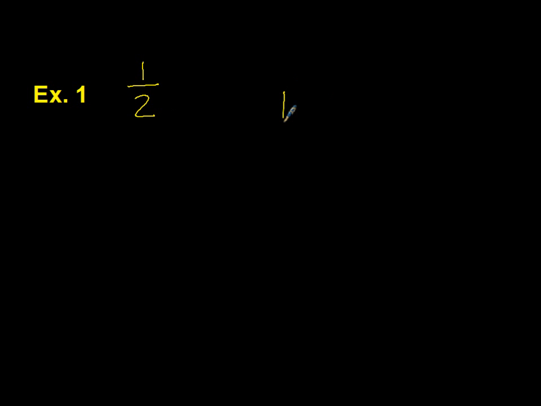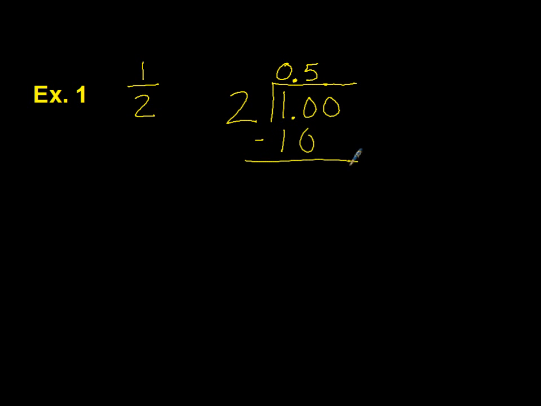So if we put 1 in the house, 2 on the outside, we can see that we'll need a decimal and maybe a couple zeros. You can always tack on 2, it doesn't hurt. And 2 goes into 1 0 times. Bring up your decimal. 2 goes into 10 5 times. 5 times 2 is 10. 10 minus 10 is 0. We didn't need that one. Our answer is 5/10.